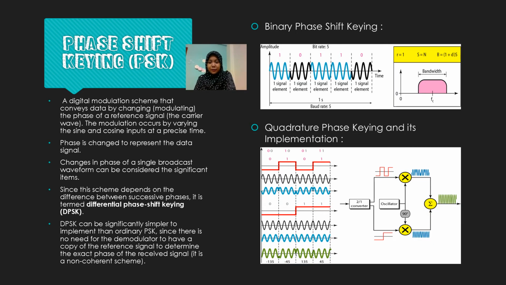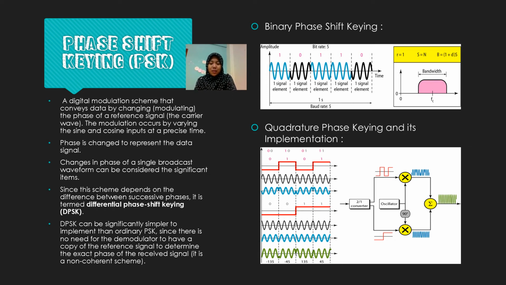Okay, so for phase shift keying, PSK, it is a digital modulation scheme that conveys data by modulating the phase of a reference signal, the carrier wave. The modulation occurs by varying the sine and cosine inputs at a precise time. Phase is changed to represent the data signal. Changes in phase of a signal broadcast waveform can be considered the significant items.